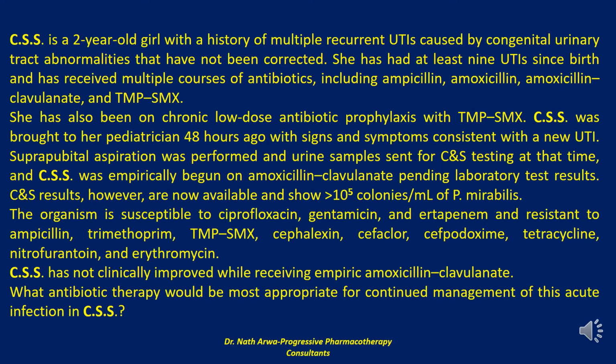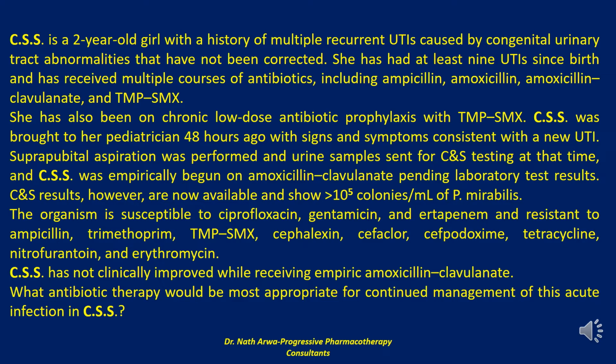The next question reads, patient CSS is a 2-year-old girl with a history of multiple recurrent UTIs caused by congenital urinary tract abnormalities that have not been corrected. She has had at least 9 UTIs since birth and has received multiple courses of antibiotics, including ampicillin, amoxicillin, amoxicillin clavulanate, and TMP-SMX. She has also been on chronic low-dose antibiotic prophylaxis with TMP-SMX.